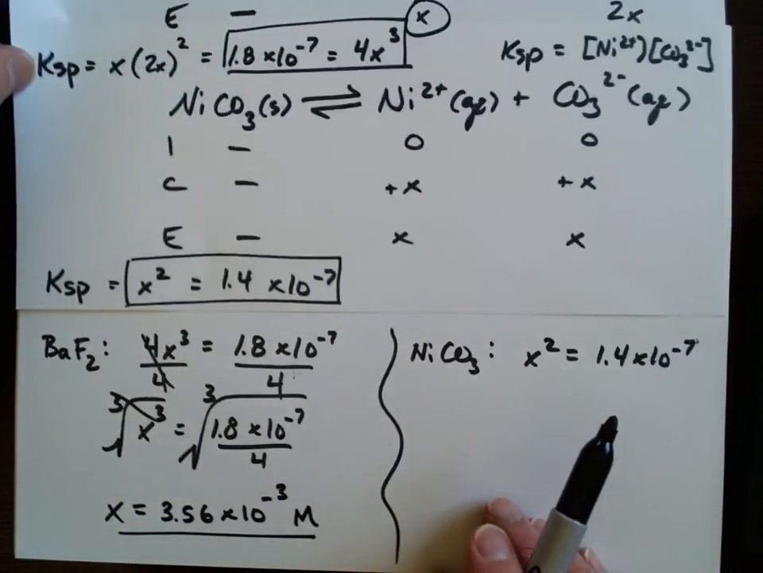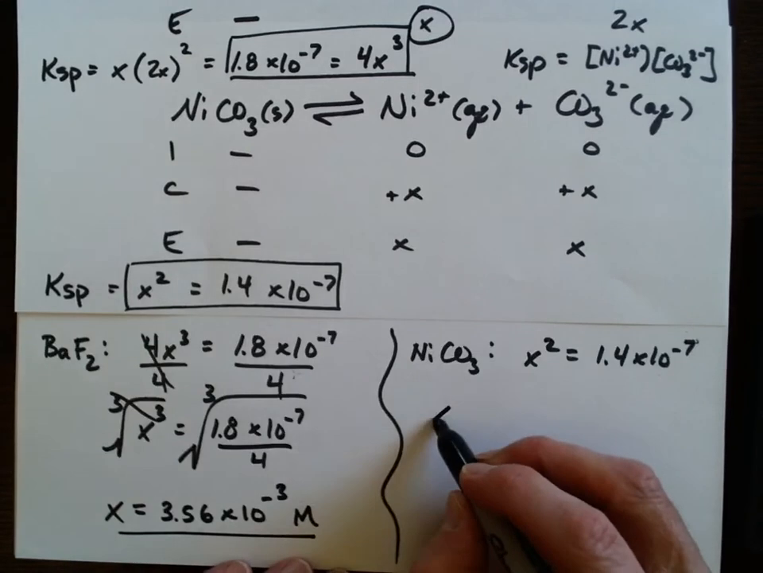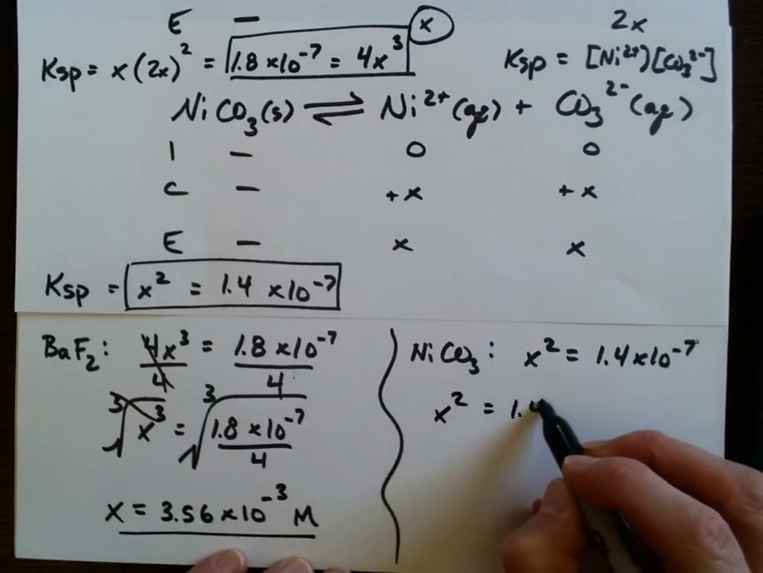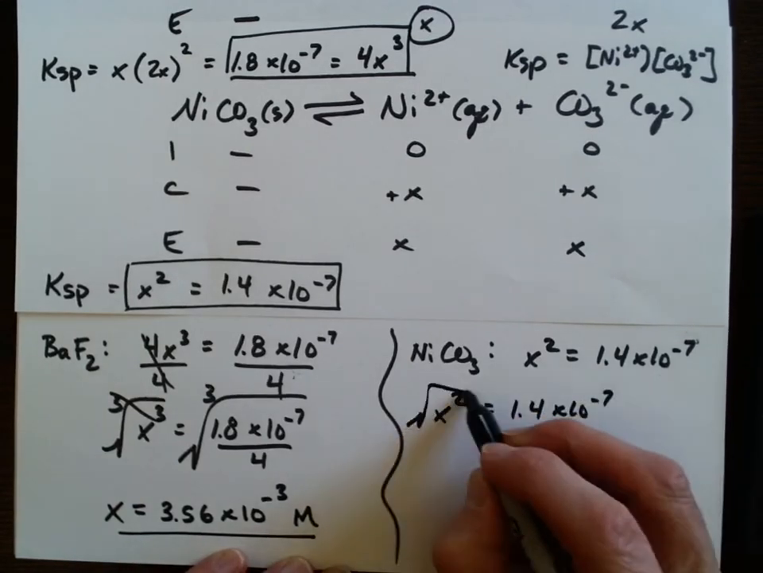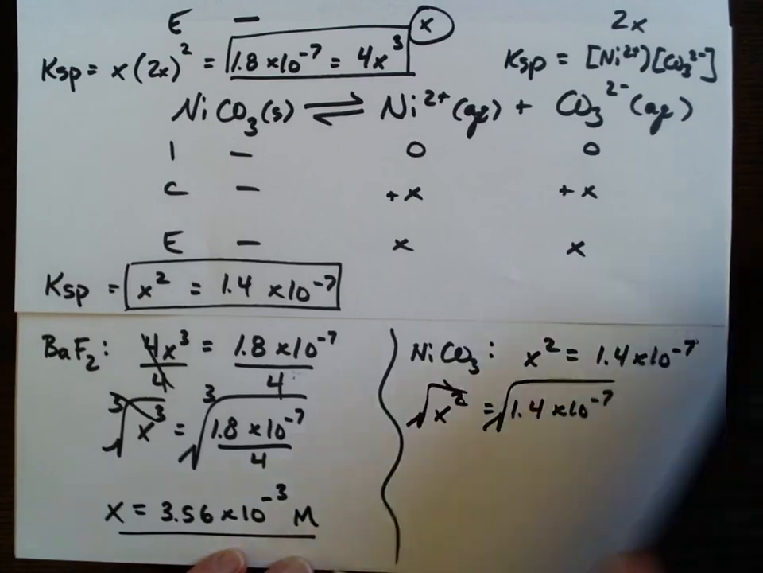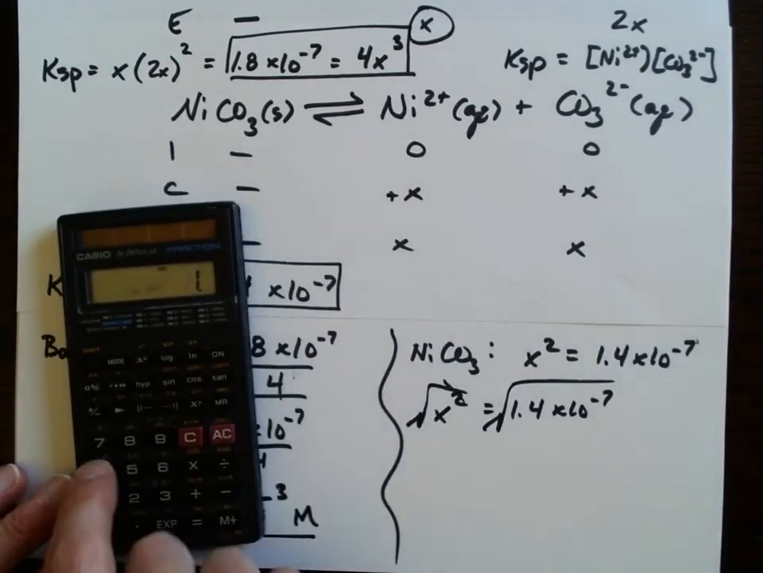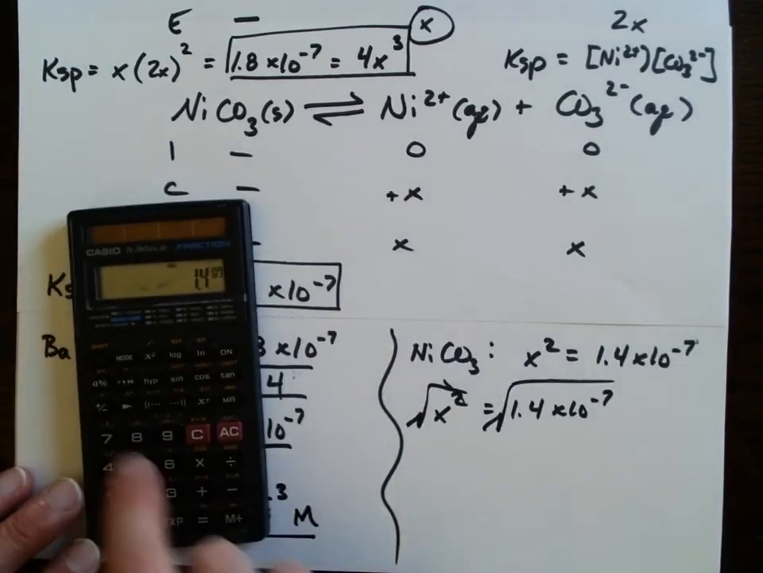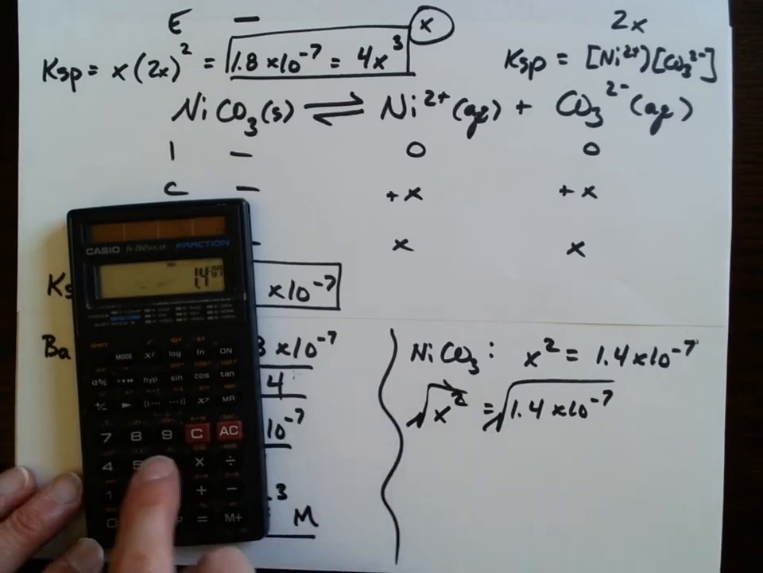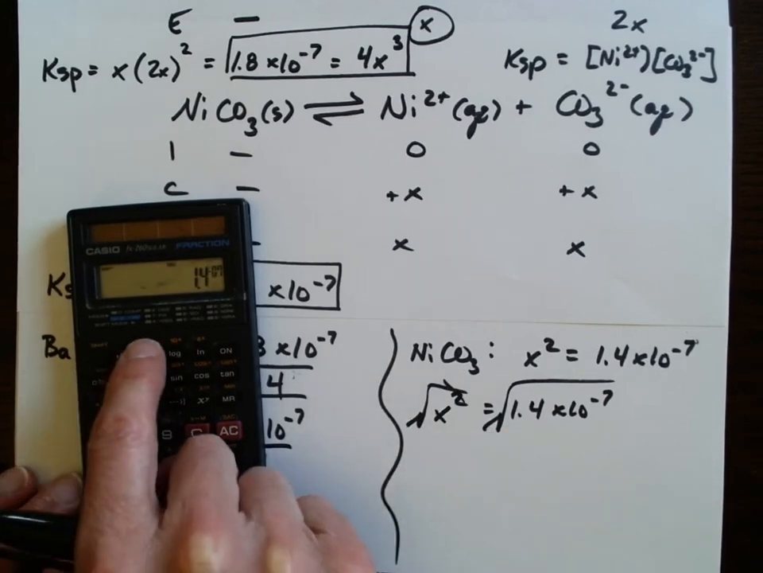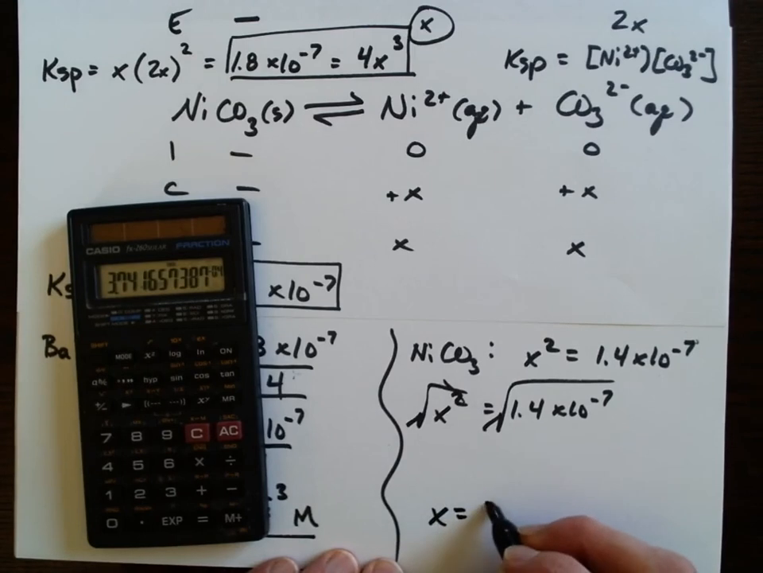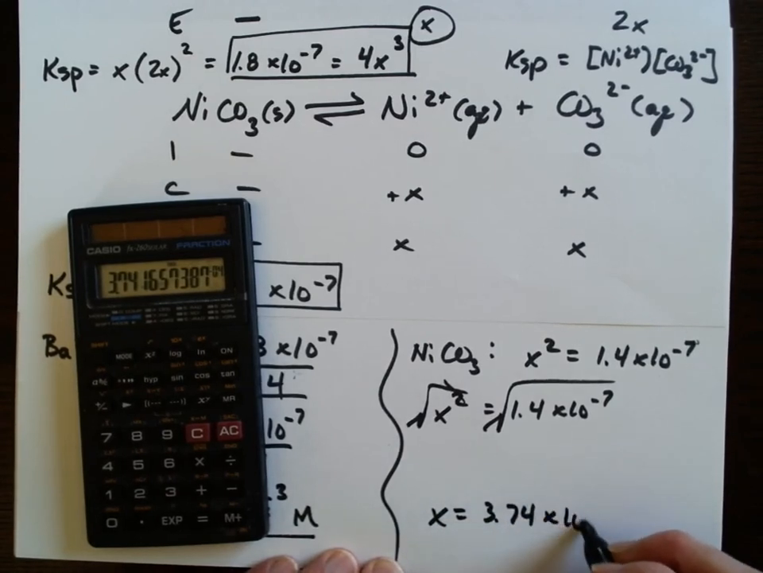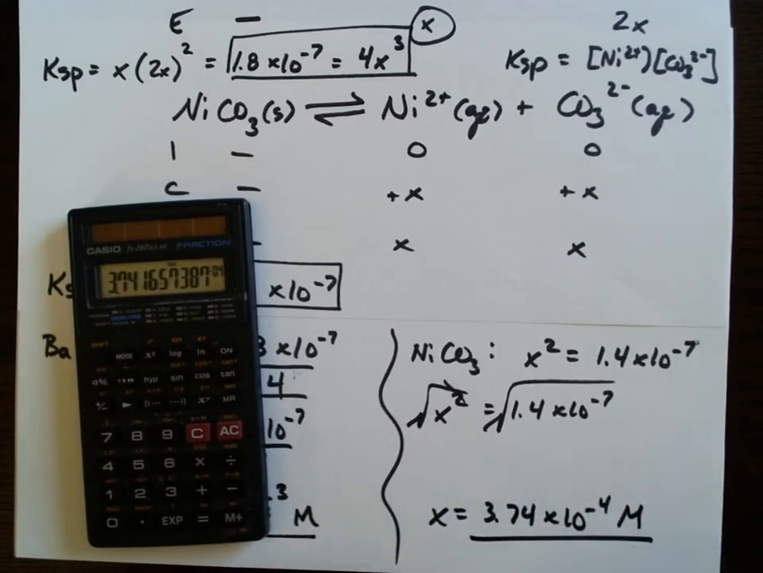Now let's check it out here with nickel carbonate. In this case, I have x squared is 1.4 times 10 to the negative 7. This is easy. I'm going to just take the square root of both sides. 1.4 times 10 to the negative 7, and I'm going to take the square root of that. 3.74 times 10 to the negative 4 molar.